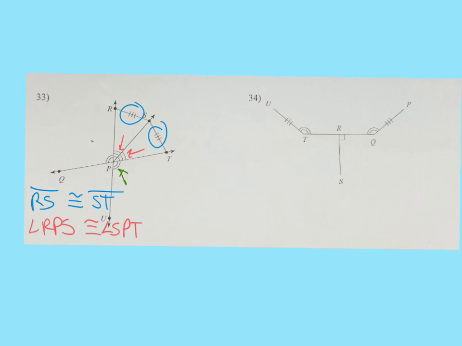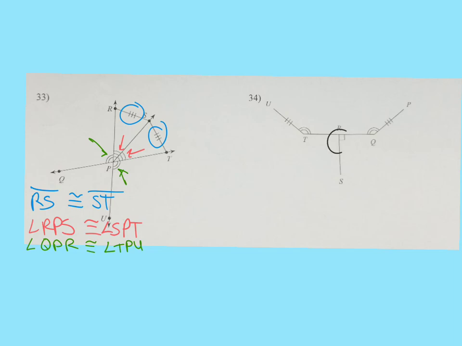Then we see different arcs. So those 2 arcs mean that angle QPR is congruent to angle TPU. All right.